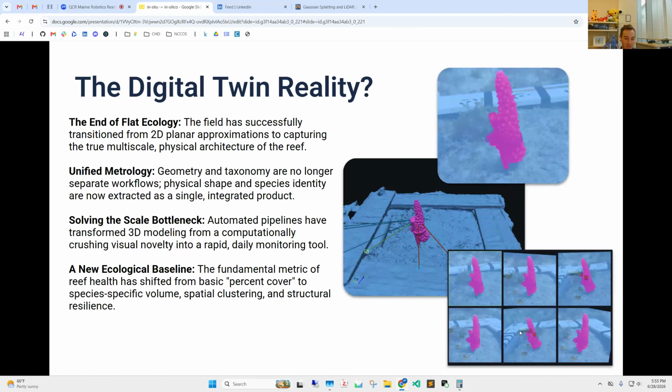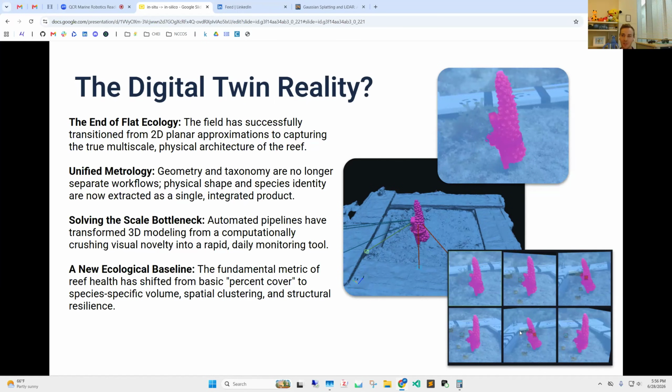So, what does that mean for the future of reef ecology? I would say that we've officially entered into this era of the semantic digital twin. I'm still wrapping my head around the idea of a digital twin. I've yet to see what I think is convincingly a digital twin. Conceptually, I understand it, but I don't, in core reef ecology and otherwise. But I would say that we're no longer limited to flat 2D dimensional approximations, right? So geometry and species identification can now be extracted together as a single integrated product.